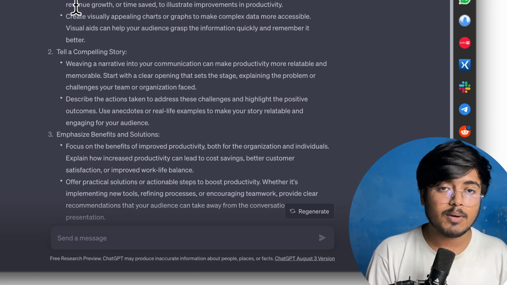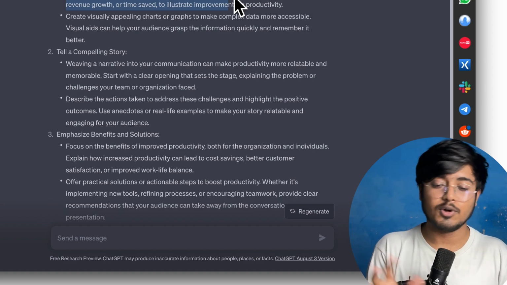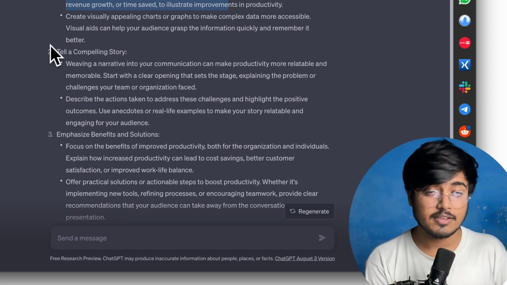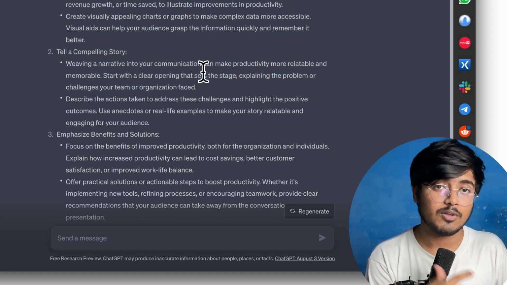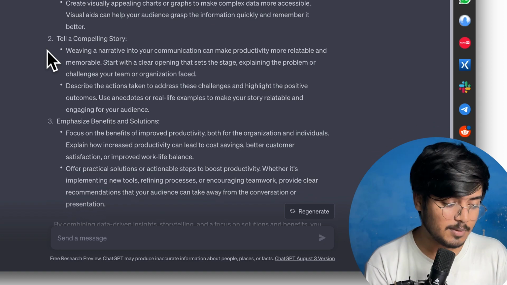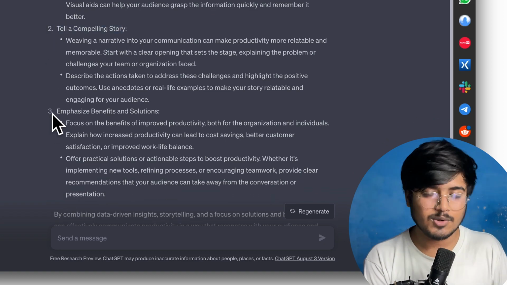It is not just talking about something very specific like, okay, this is productivity. No, it is talking about technicalities, and it is not just giving you normal advice, but also some of the most crucial things which you can follow. Tell a compelling story, emphasize benefits and solutions. So yeah, you can follow these tips very easily.